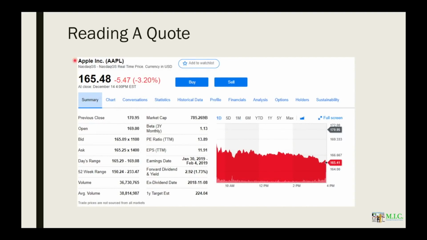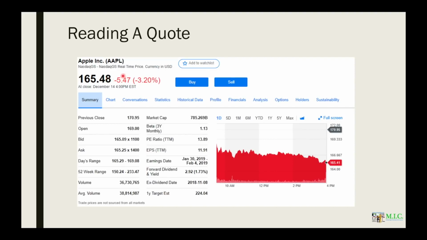This is off of Yahoo Finance. Apple Inc. is who we have pulled up. This will say the corporation name and the ticker right up here at the top. This will tell you the market that it's traded on, which is the NASDAQ. It is a real-time price right here. The currency is US dollars. This is important to note because some tickers will trade in a different currency. It could be in Canadian dollars or anything past that, but it will tell you what currency it trades in right here. 165.48 was the last price.